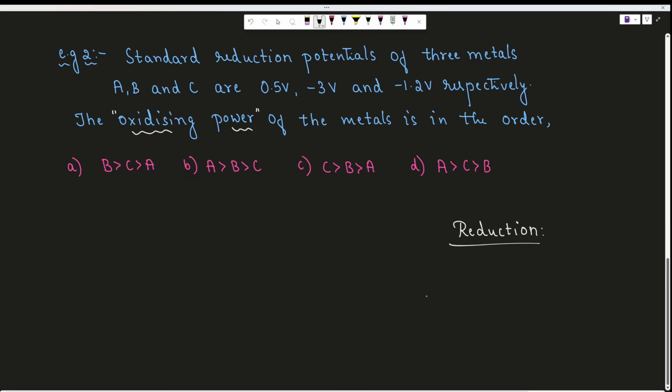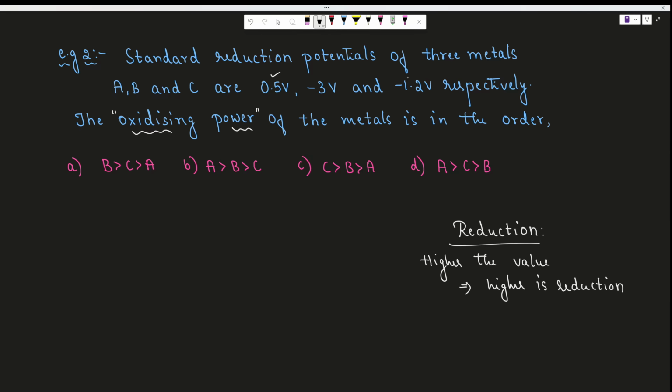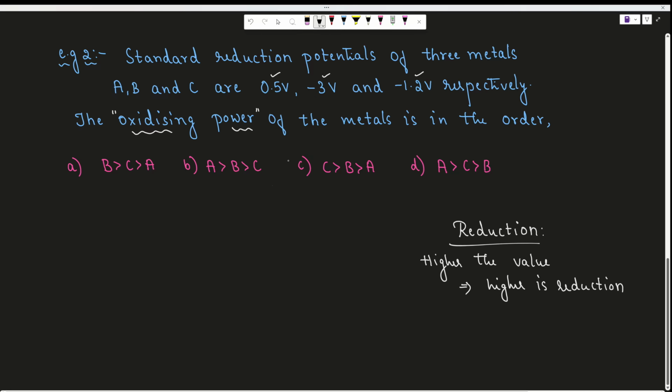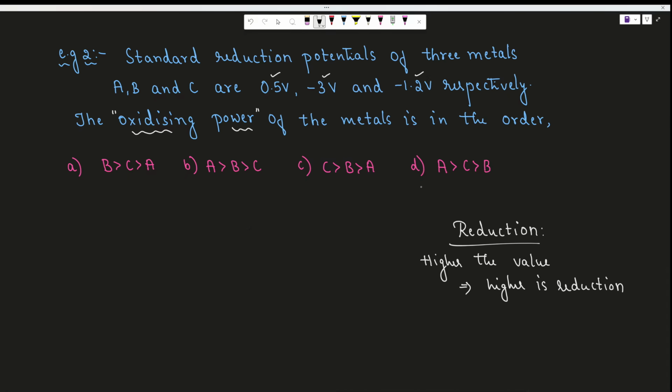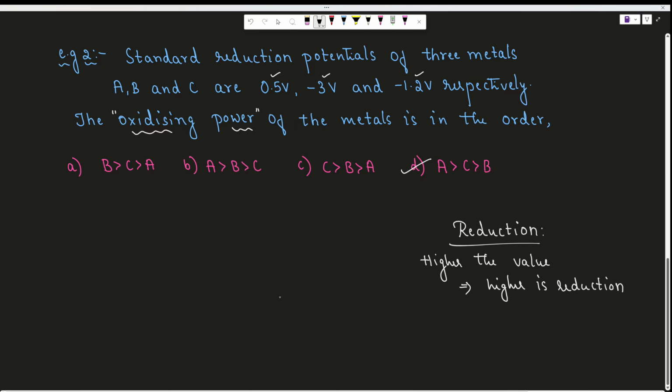When we talk about order of reduction, the higher the value, the higher is reduction. In these three values, this value is highest. Then you have two negative values. Of these two negative values, this is greater and this is least. So the order should be A, C, then B. So this is the right answer.